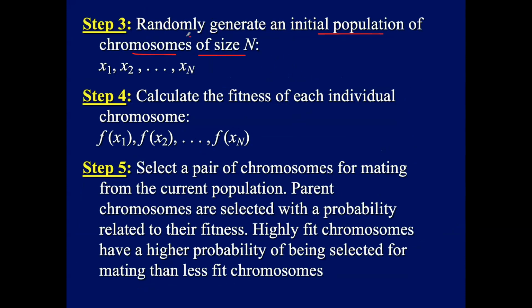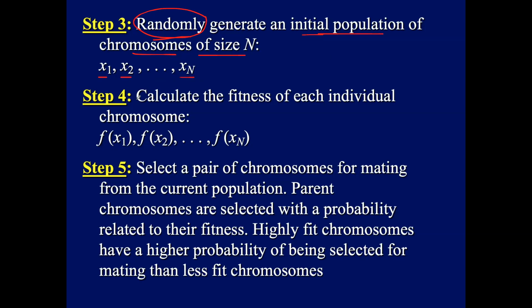Please note the use of the term randomly, okay? So here we do it randomly so as to simulate nature as much as possible. So in step 3, we randomly generate an initial population of chromosomes of that size. So the chromosomes we said are represented by the X's. So X1, X2 up to Xn.